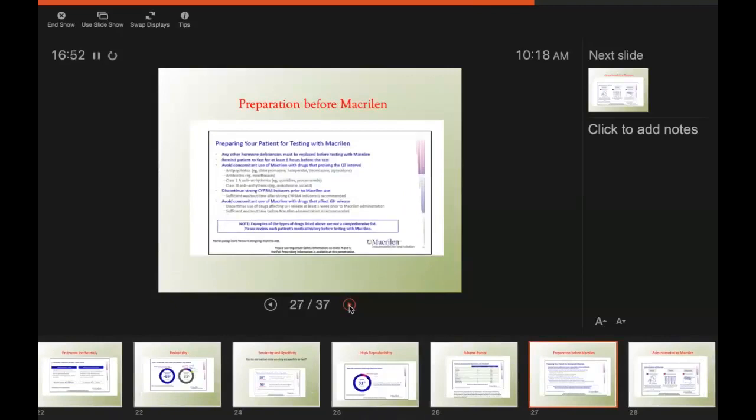Before taking the Macrilen, the patient should have their other hormones replaced, at least somewhat grossly. So somebody with severe hypothyroidism shouldn't get this test. They should be replaced with thyroid if they need it, cortisol if they need it, etc. I don't think this is that common in my patients, that they're not replaced. They do need to fast for at least 8 hours before the test. This hasn't been proven to be necessary, but that's what they did in this study. So they recommend all patients get an 8-hour fast.